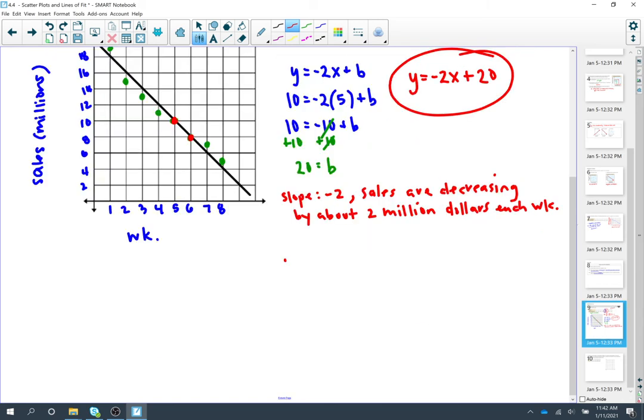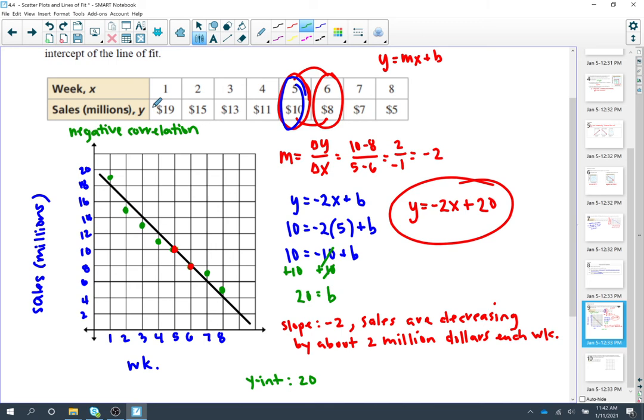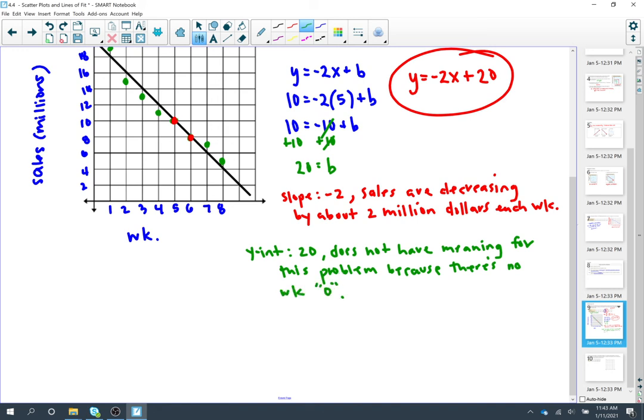Then we have to go look at our y-intercept, which is 20. Now, if you think about our y-intercept in context of this problem, that would mean at week 0. Well, week 0, there's no actual sales in week 0 because nothing was happening. If we look at our data, we didn't have sales until week 1. So in the context of this problem, 20 does not have meaning for this problem because there's no week 0. So 20 is just simply 20.